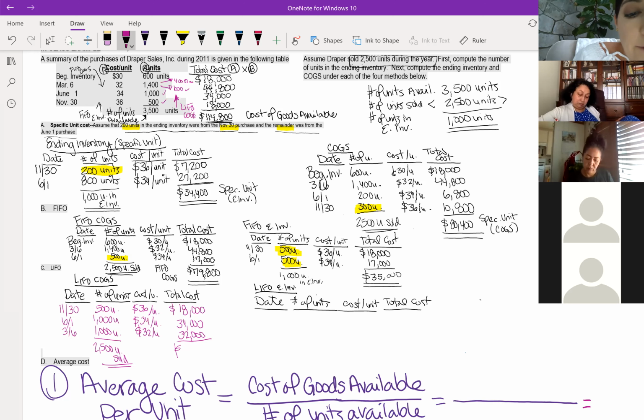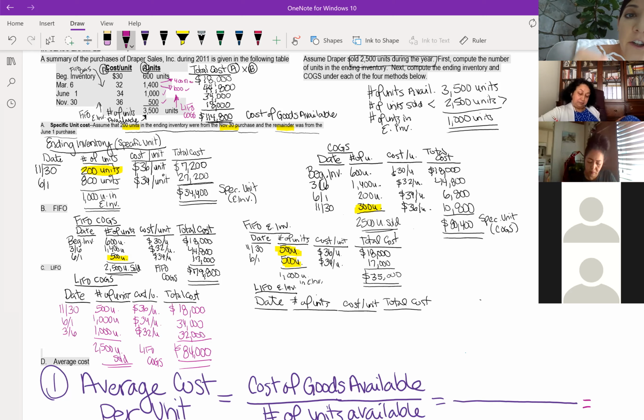And for LIFO, cost of goods sold is what value? 84,000. So higher than FIFO. We would expect it to be higher than FIFO. It should be higher than FIFO.